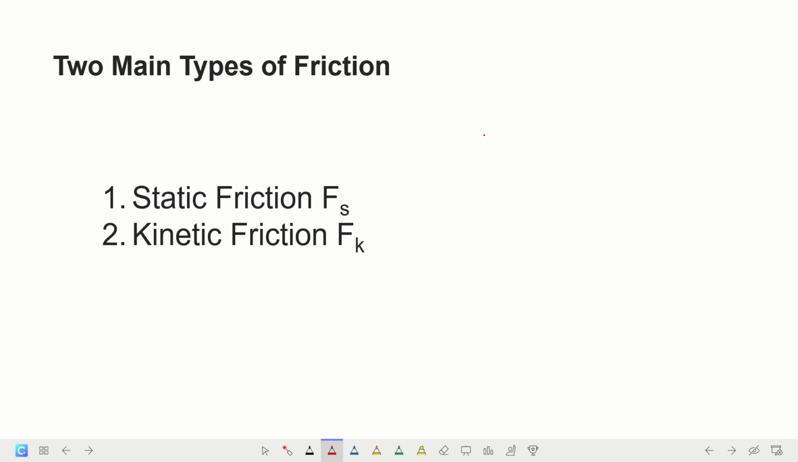So class, a static friction is greater than kinetic friction. So the maximum amount of friction that will oppose the motion of a body or will oppose the applied force is given by the static friction. Therefore, we need to overcome static friction in order for us to move our body, to change the motion of a body from rest to moving.